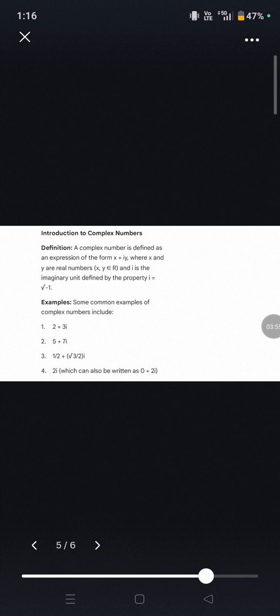So to sum up, we covered what complex numbers are, how to find their conjugates, and how to perform addition, subtraction, multiplication, and division on them. The most critical rule to keep in mind through all the operations is that i square is equal to minus 1.